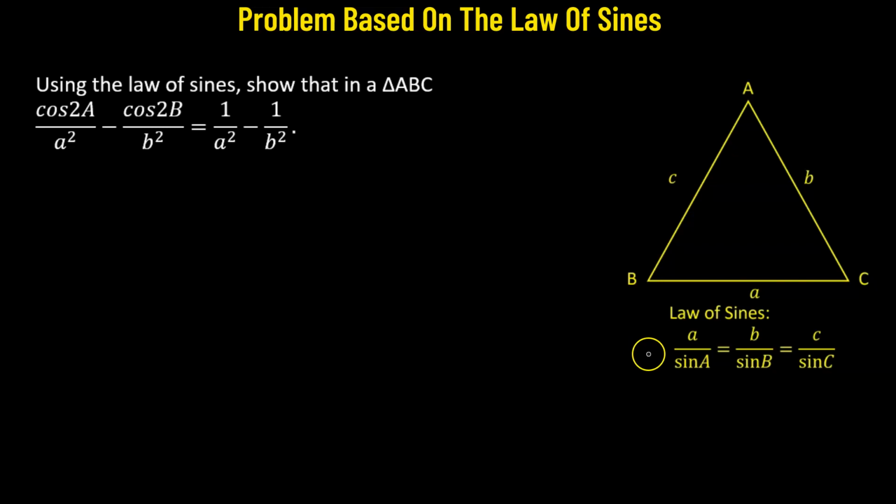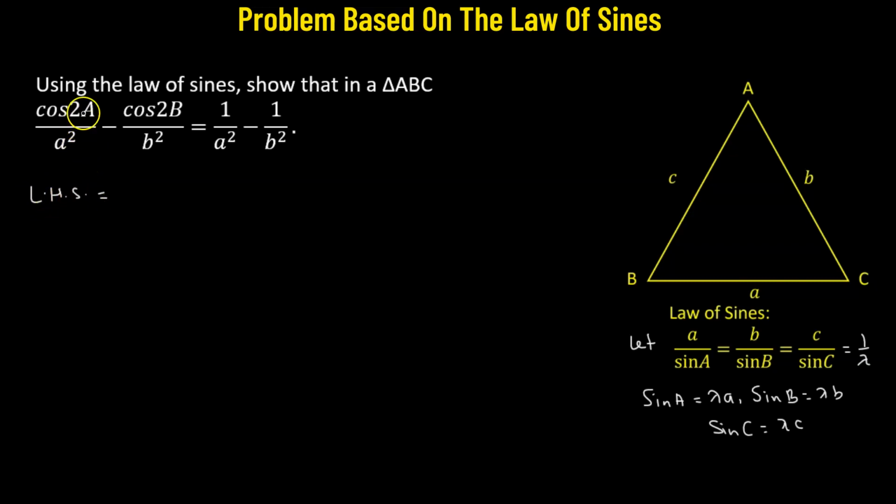Now in order to solve our problem, we are going to consider that these three ratios are equal to 1 over lambda, such that we can represent sine of A as equal to lambda times a. Then sine of B will be equal to lambda times b, and sine C will be equal to lambda times c. So let us begin from the left hand side of the given expression.